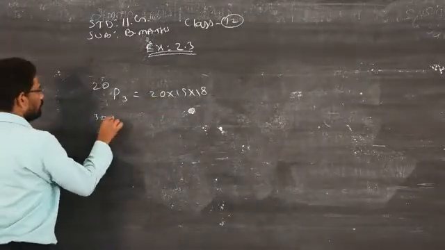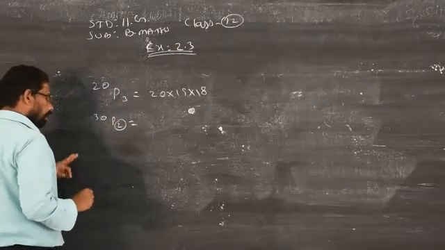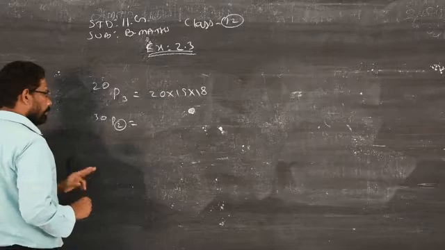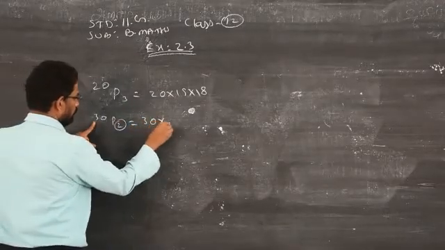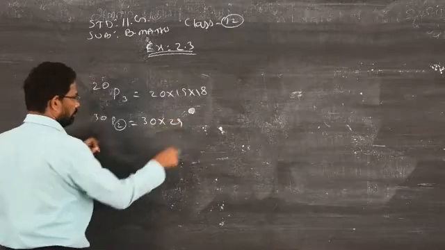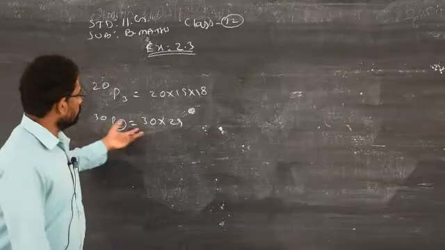Suppose if it is 30P2, what will be the answer? 2 is there. So you have to write 2 numbers in descending order, starting from 30. 30 into what will come? 29, 2 numbers and so on. So this is the method without using the formula.